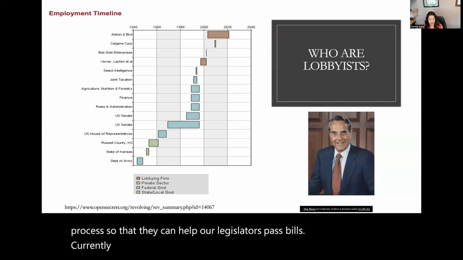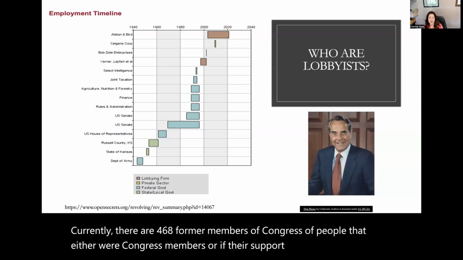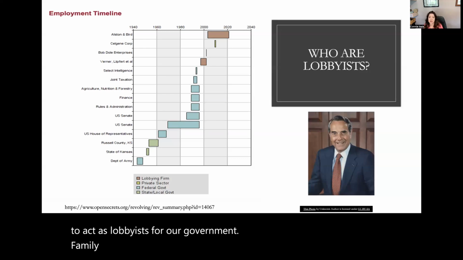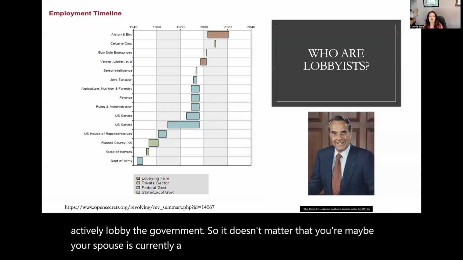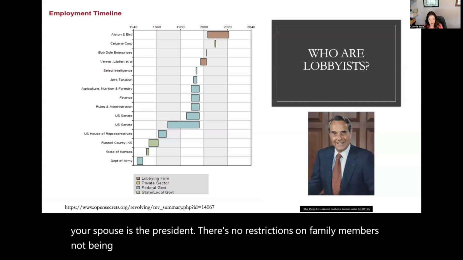Currently, there are 468 former members of Congress, so people that either were Congress members or their support staff, who are registered to act as lobbyists for our government. Family members as well as former members of our government can actively lobby the government. So it doesn't matter that maybe your spouse is currently a sitting Supreme Court member or your spouse is the president. There's no restriction on family members not being able to lobby our government.